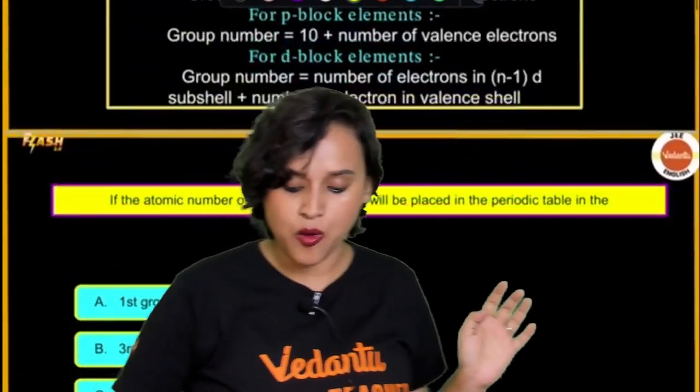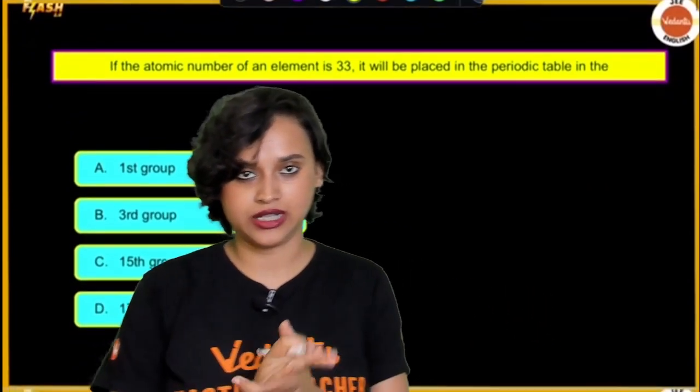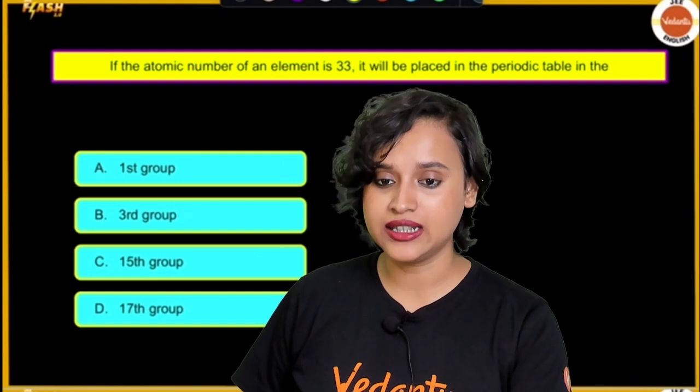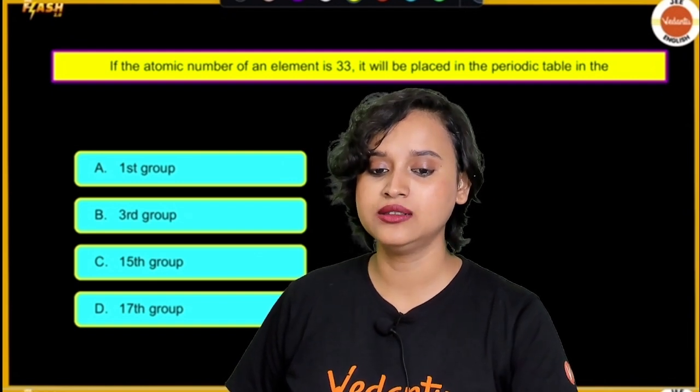Got it clear? Now let us solve a question, everybody. The question is, the atomic number of an element is 33. Where will you place the element?